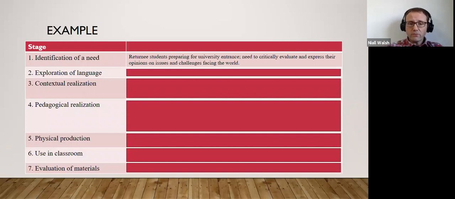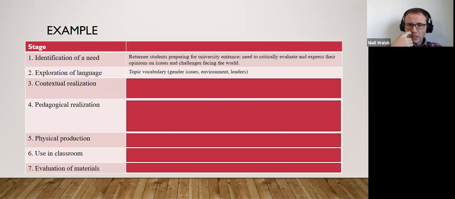Then we had exploration of language. So what language did the students need to do this? I didn't teach language explicitly because these students, as I said, had a high level of proficiency. But I did focus on discussions in class on topics surrounding these areas, for example, gender issues, environment, and so on. So we did spend time in class doing that.